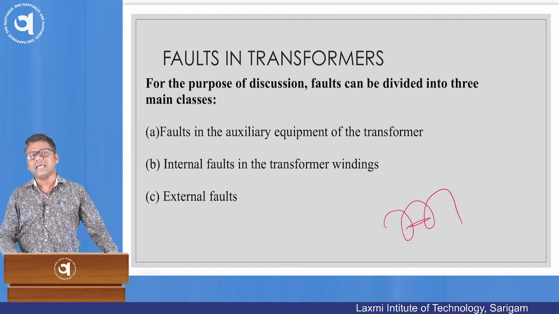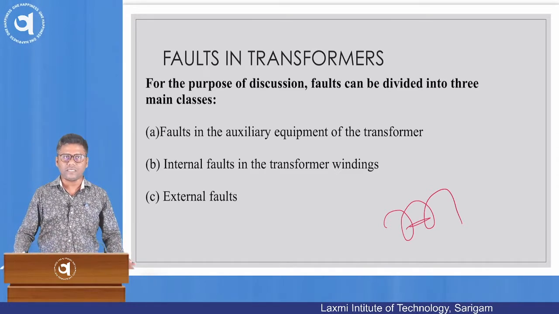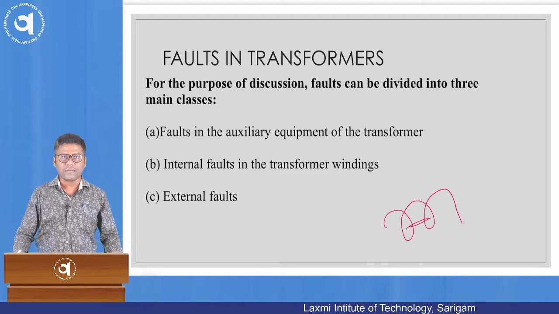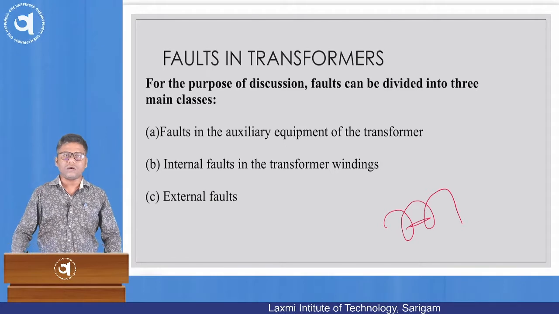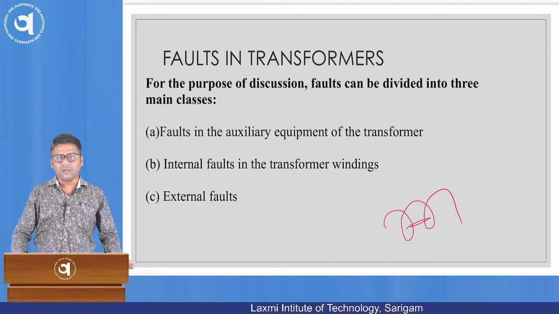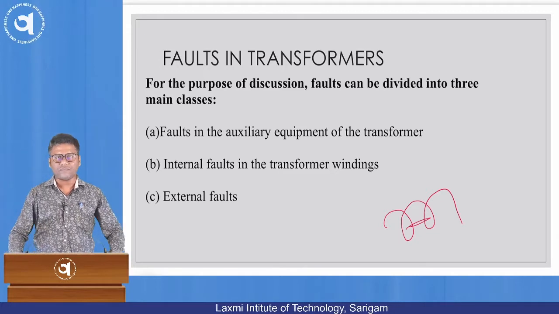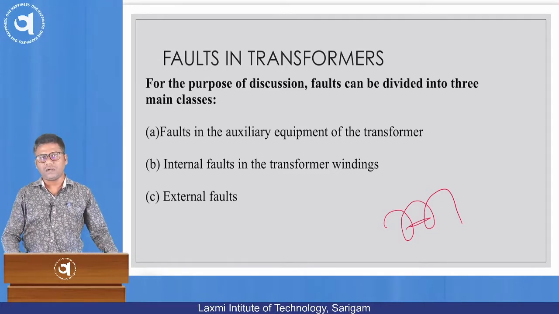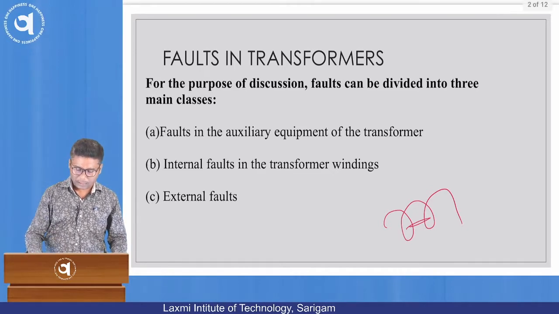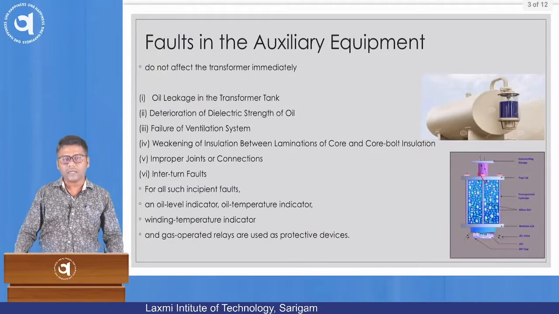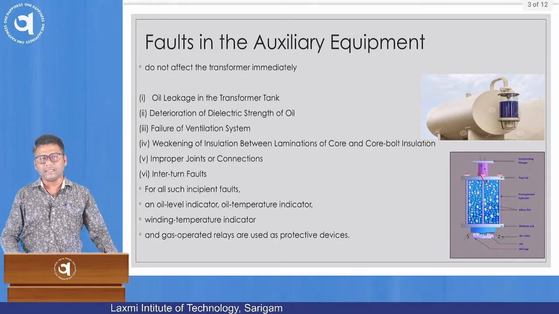In that case, for this kind of external fault, if it is not cleared, then the overcurrent relay will trip the circuit breakers and disconnect the transformer from this external fault condition, because we cannot allow external faults for a long time, which can eventually deteriorate the life of the insulations as well as the transformer overall. So, now let us discuss the fault in the auxiliary equipment slightly in detail.